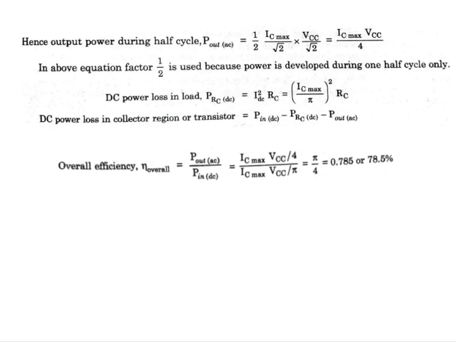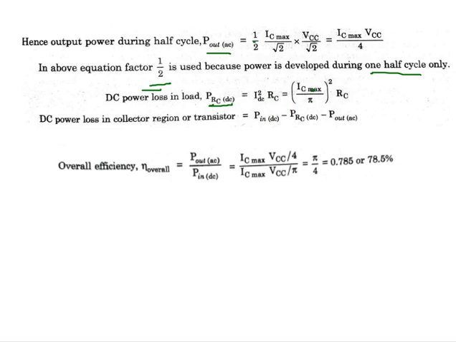If we know this, what is the output power during the half cycle? P out AC will be half into IC max by root 2 into VCC by root 2. Why this half? Because power is developed during one half cycle only. So the DC power loss in the load resistance, that is RC, if we are considering RC or RL as the load, this IDC square RC or IDC square RL will be the power that is lost in the load.